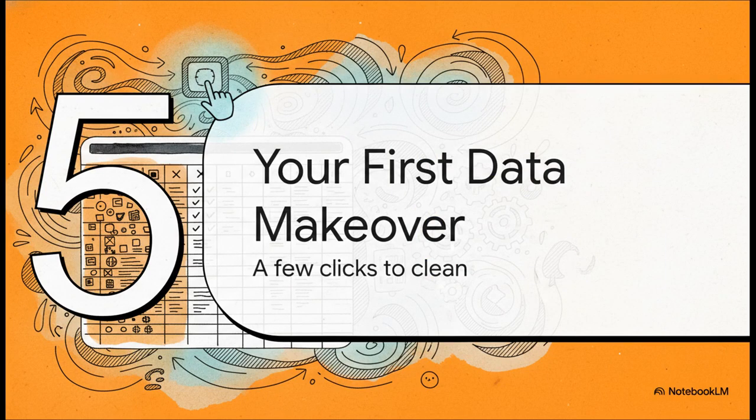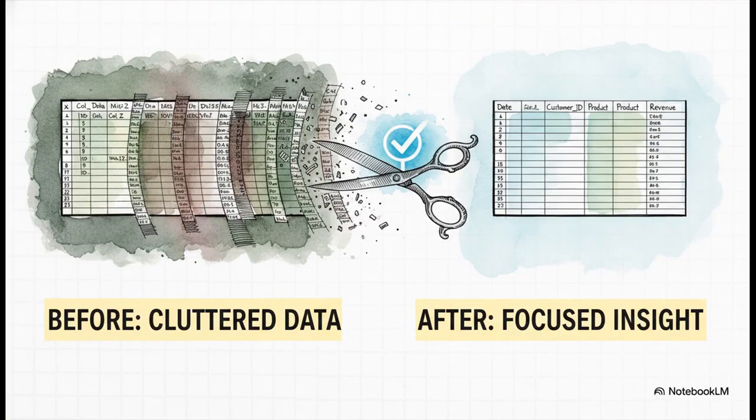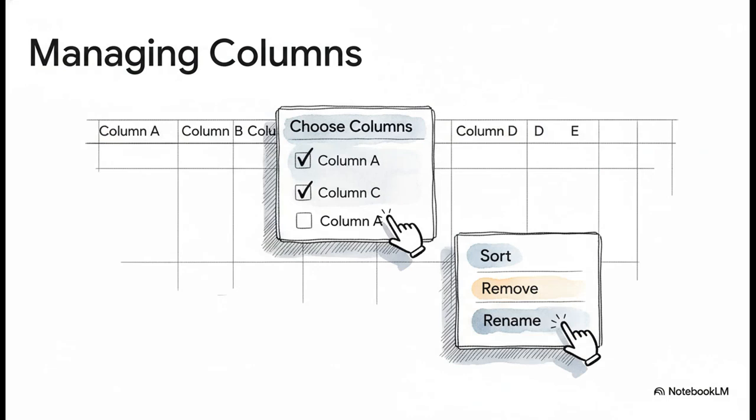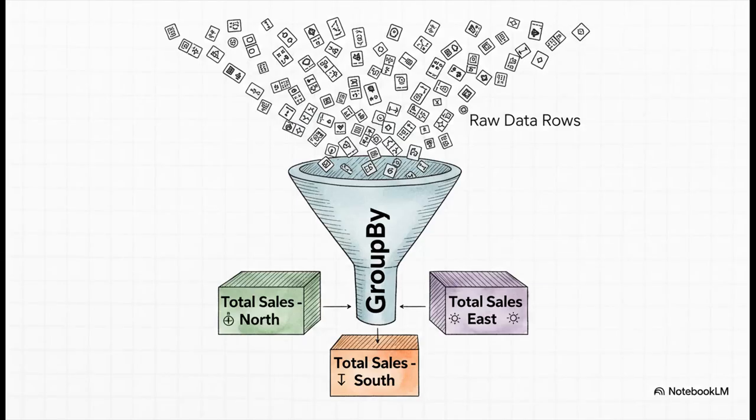Okay, theory's cool, but let's actually see this thing in action. It's time for our first data makeover, and you're going to see just how easy it is to start cleaning things up with a few clicks. A classic first move. Almost every dataset has extra columns you just don't need. Let's get rid of that noise so we can focus on what actually matters. And it is so easy. You can use the Choose Columns button to just check off the ones you want to keep, or even easier, just right-click the header of a column you don't want and hit Remove. That's it. Gone.